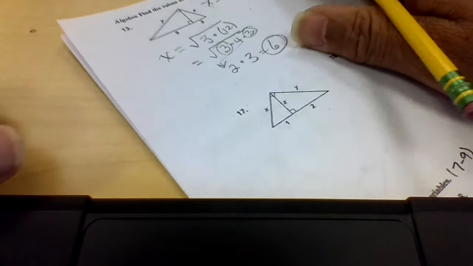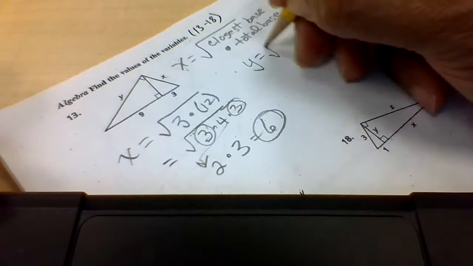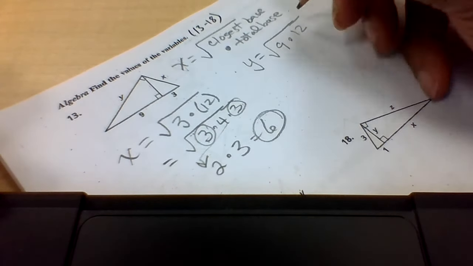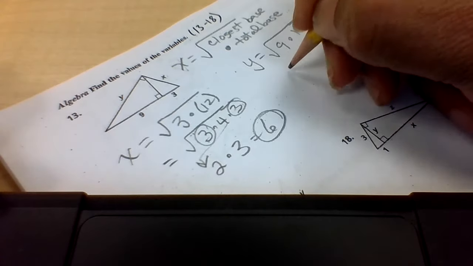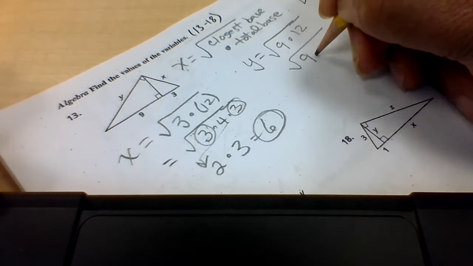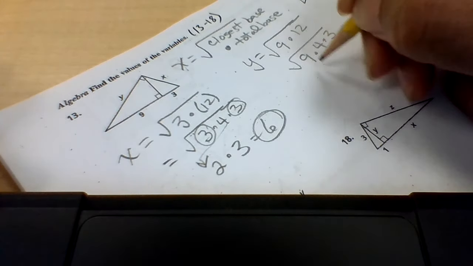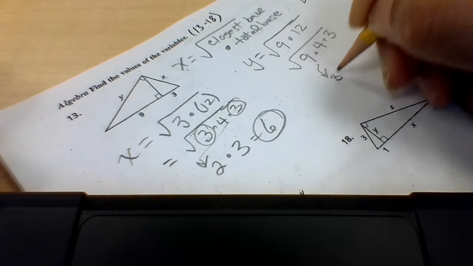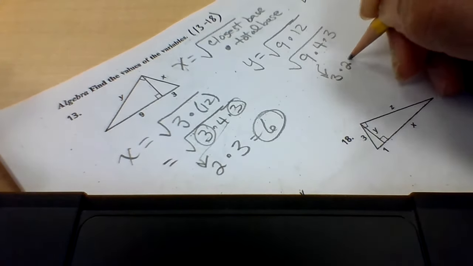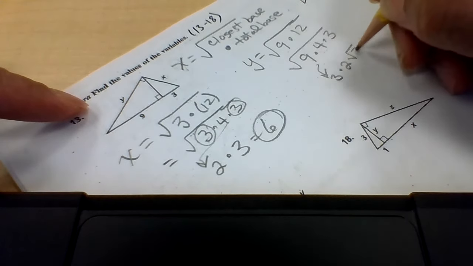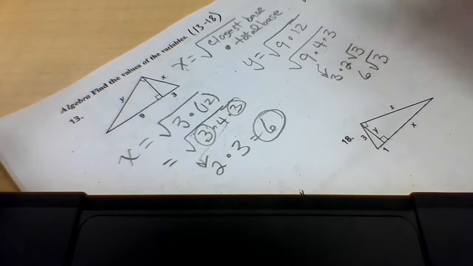Next one. Oh, I got to find y. So y is going to be the square root of the closest base, which is 9, times the total base, which is 12. So I can break down 12. 9 is still going to be 9, and 12 is going to be 4 times 3. I can take the square root of 9, which is 3. I can take the square root of 4, which is 2. And I'm left with the square root of 3. So my answer is 6 square root of 3.